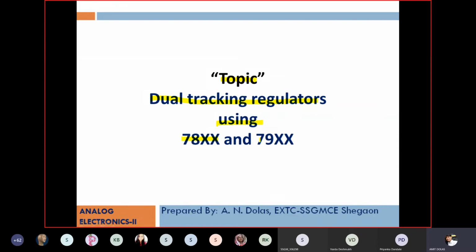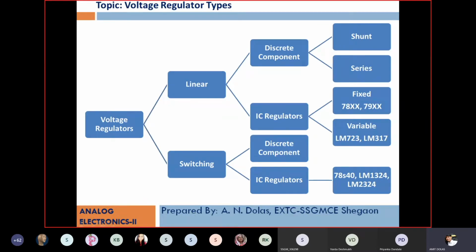Today's topic is, of course, as I mentioned, the dual tracking regulator using IC LM78XX and LM79XX. Here the types of voltage regulator are mentioned in this hierarchy. The voltage regulators are mainly divided into two types, linear and switching, out of which we will be learning the linear regulator in this subject.